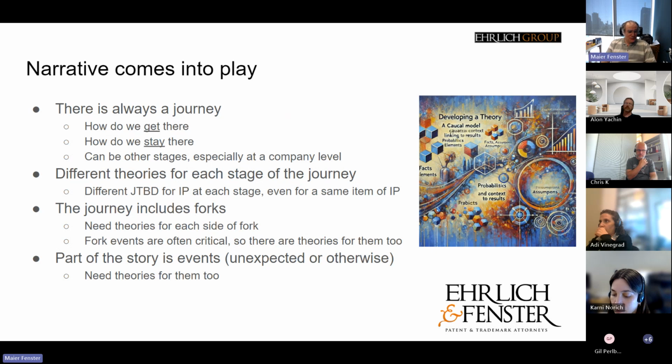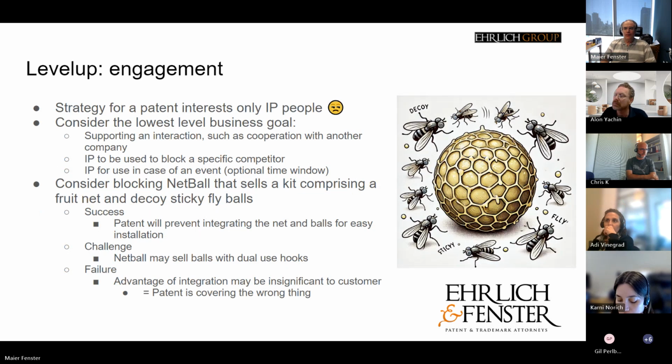Last but not least, you have events. Things happen. Suddenly, the FDA comes out with some ruling about nets and poison in home gardens. So are you ready for it? Can IP help you be ready? I don't know.